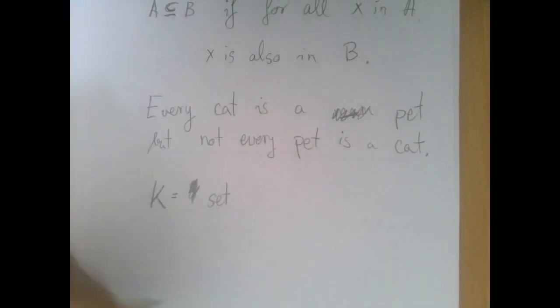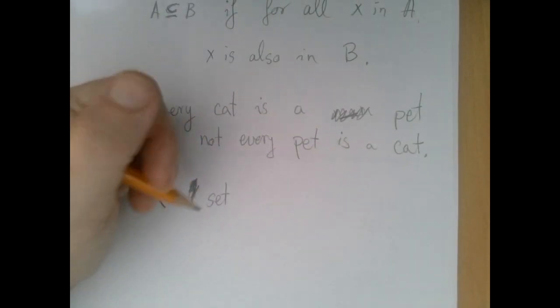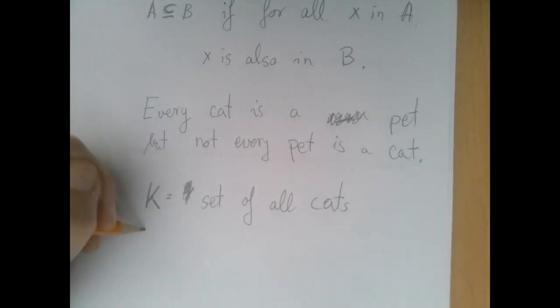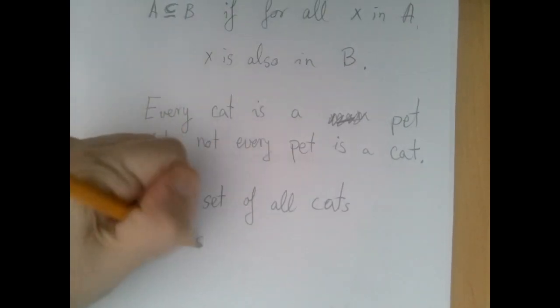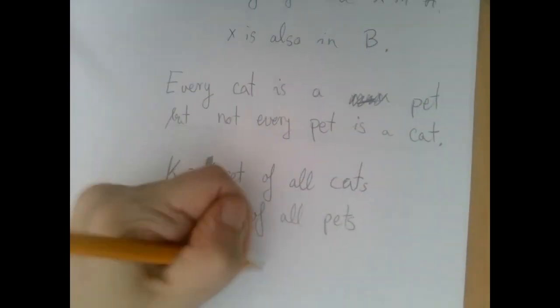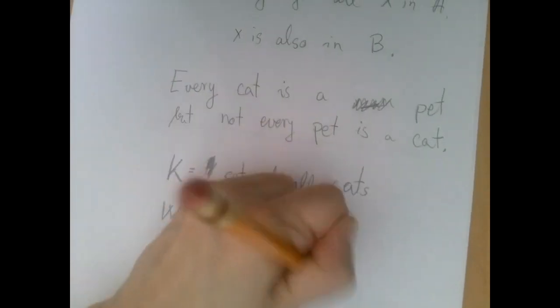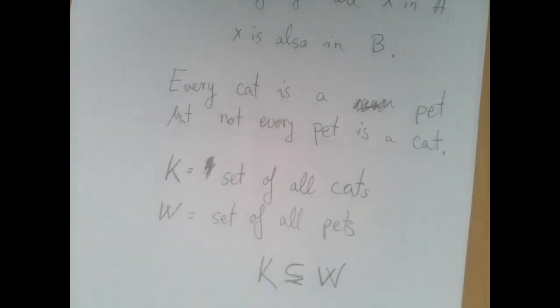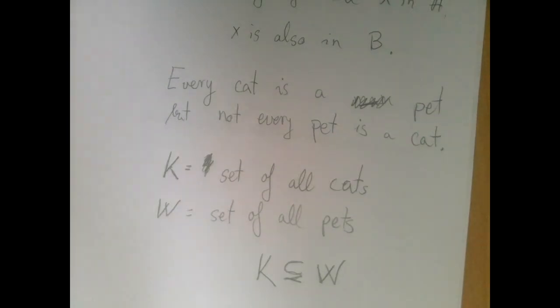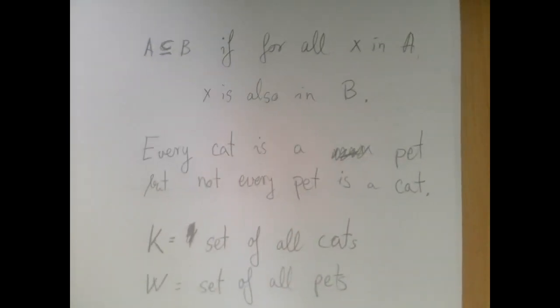The braces are needed when we're listing things. And let W be the set of all pets. Then K is a subset of W. The set of all cats is a subset of the set of all pets. And that's the same as every cat is a pet, but not every pet is a cat. Right? Because you can have dogs and birds for a pet.